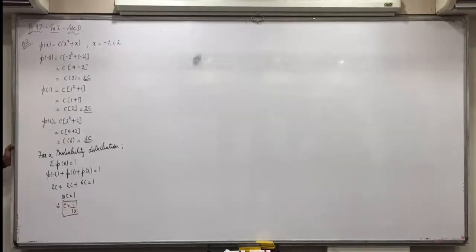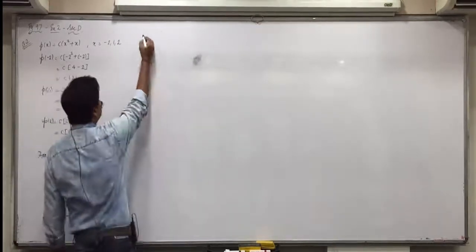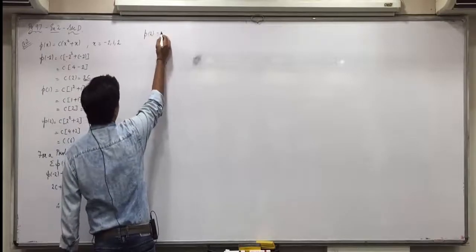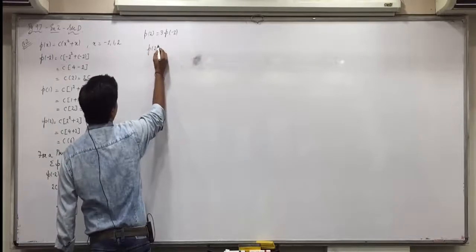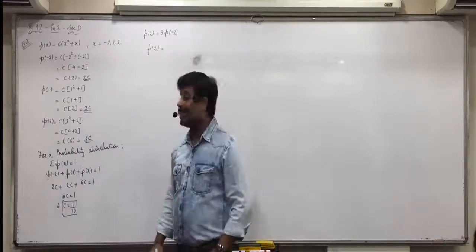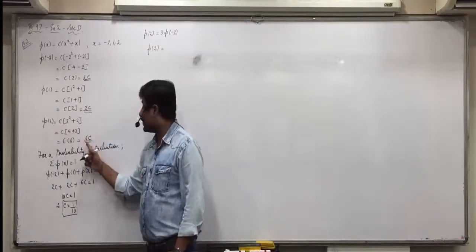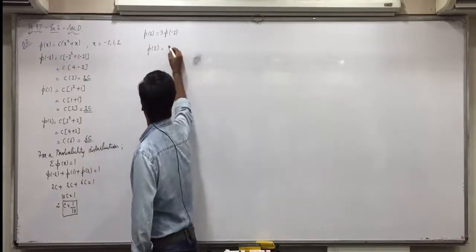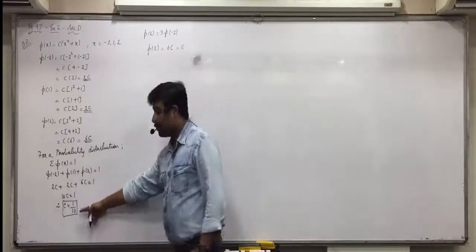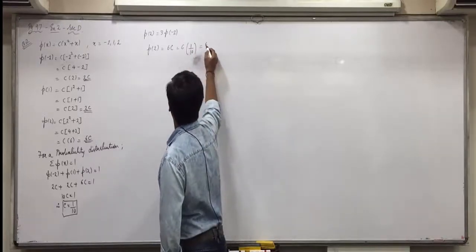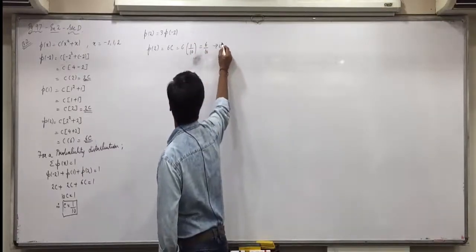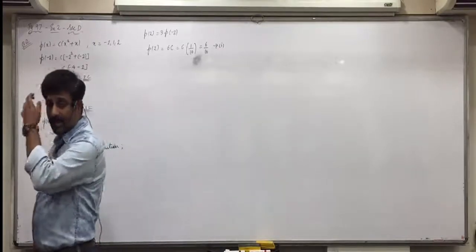Now what else is asked? Show that P(2) equals 3P(-2). See, we have to prove this. P(2) equals 3P(-2). First of all, what is P(2)? 6c. What is c? 1 by 10, means 6 by 10. Mark it as 1. This is the left hand side.